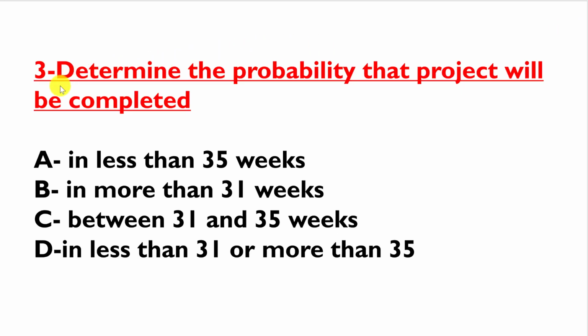The third requirement is how to determine the probability that the project will be completed in the following cases. We have 4 cases. The first case is in less than 35 weeks, case B in more than 31 weeks, case C between 31 and 35 weeks, and the last one, D, in less than 31 or more than 35. Before we solve, we should know what probability and the z-table, or normal distribution, are.